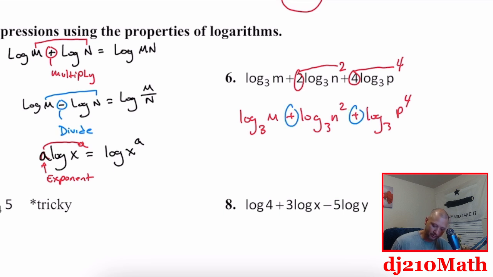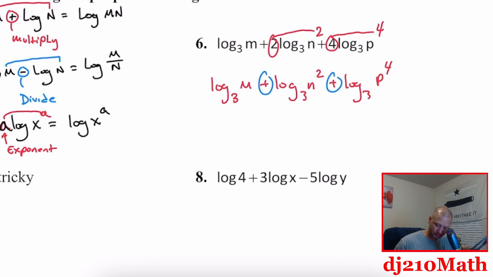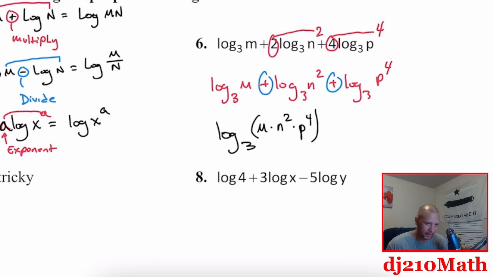Plus sign. So that means all the arguments are getting multiplied, right? This is multiplication. Everything is being multiplied. And then final answer. We're done. So final answer. Log 3 m times n squared times p to the 4th power. Do you need the exponents? Do you need the parentheses? Not necessarily, because everything's being multiplied. But if it makes you feel better, you can put the parentheses. Or you don't have to.